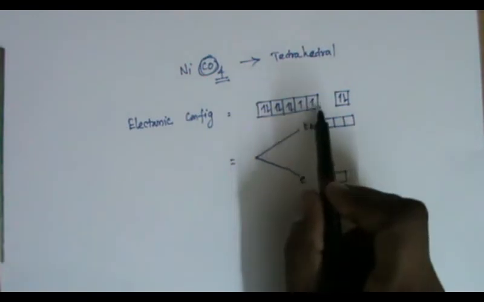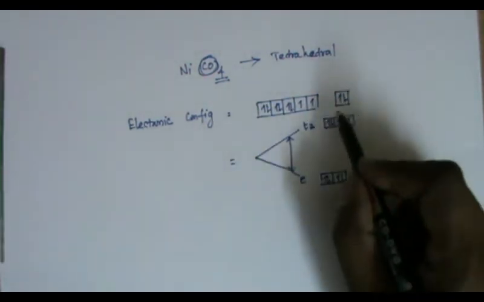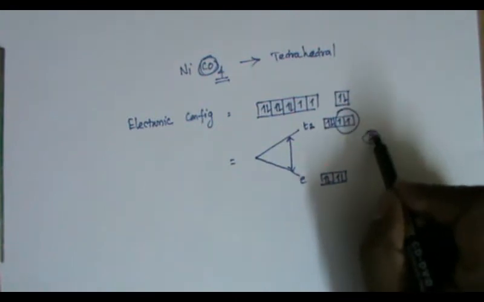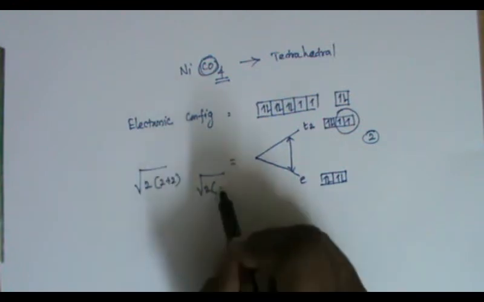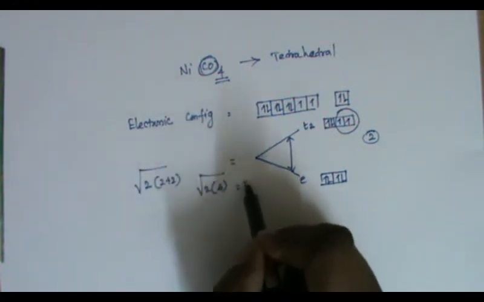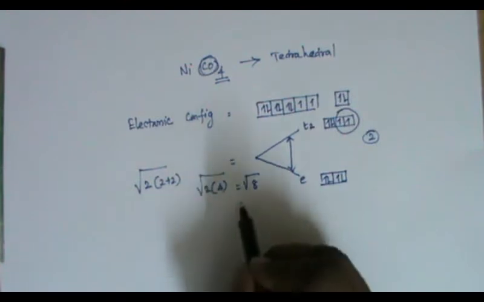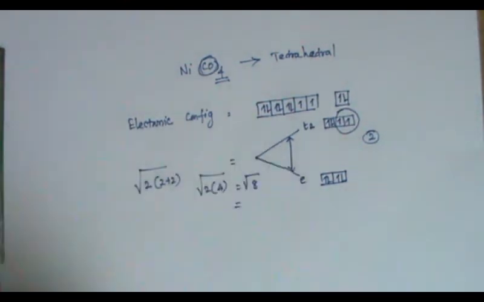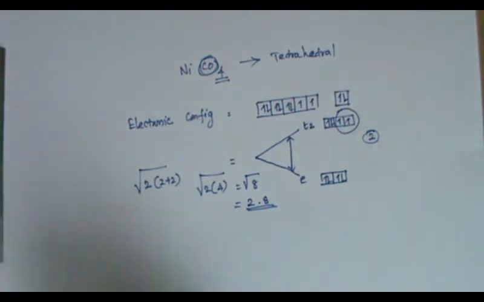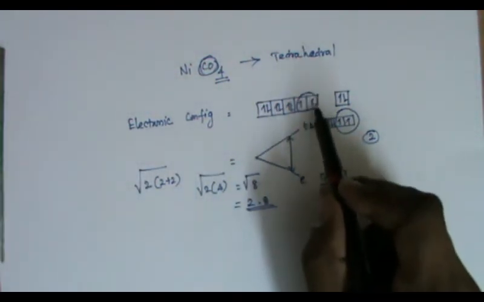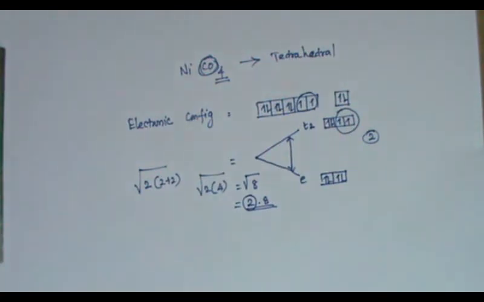Now I have to place the 8 electrons in this. Now the number of unpaired electrons is 2. So I go for the formula, square root of 2 into 2 plus 2, so what I get is square root of 2 plus 4, 8. So if you calculate, it won't be 3. If it is 9, then you will get 3. Since it is only 8, it will be around 2.8 or 2.9. So again you can see, the number of unpaired electrons and the value are the same.